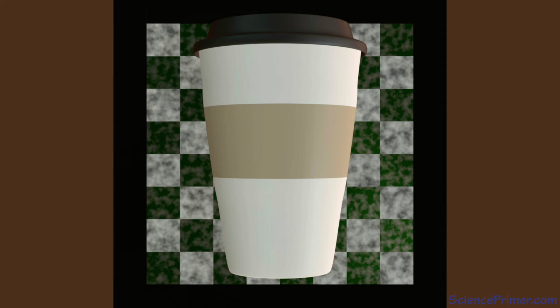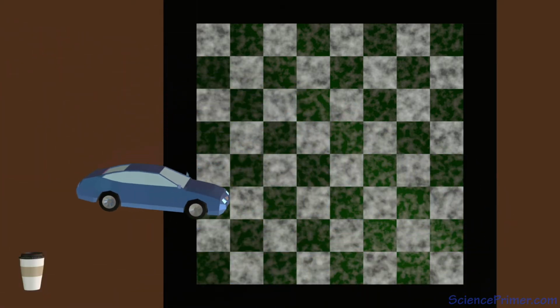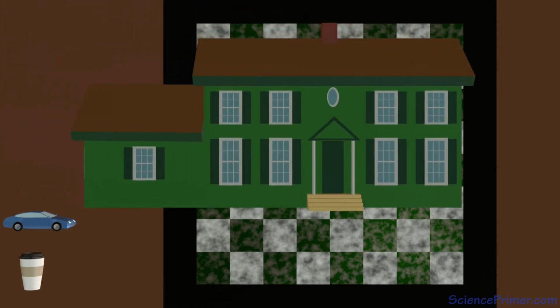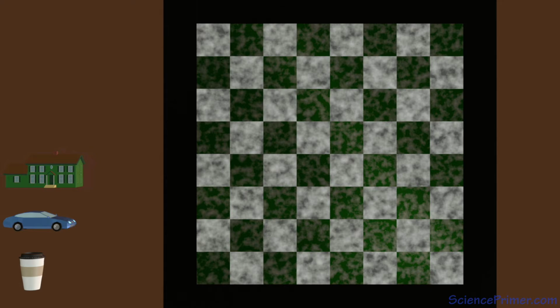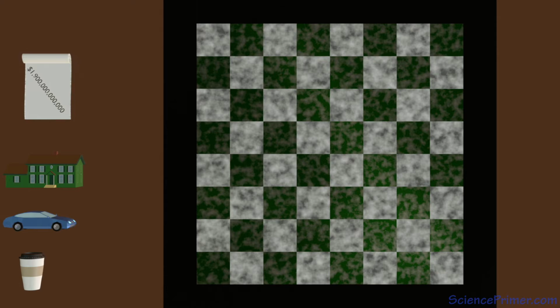The first item is a cup of coffee. Next is a new car. Now a large house in an expensive market such as New York or San Francisco. And finally, which square contains enough pennies to cover the $1.9 trillion COVID relief package passed by the US Congress in early 2021?